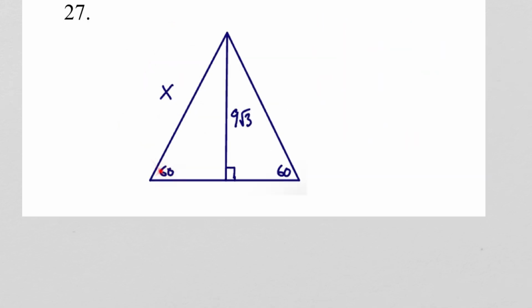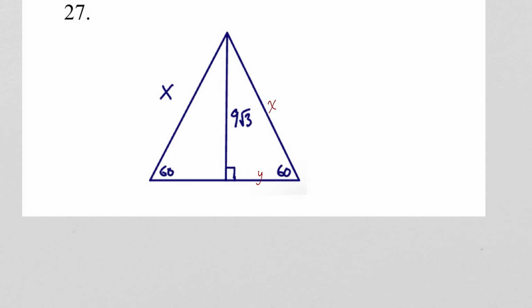Okay, if both of these are 60s, then this is an isosceles triangle. And in an isosceles triangle, these two sides are the same. These two things are the same. So I'll call this side y here. And if this is isosceles, then this is also x here.